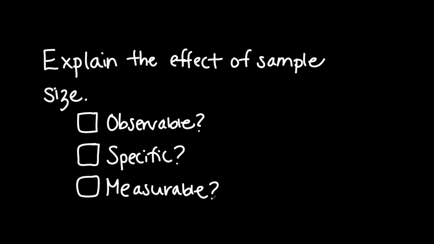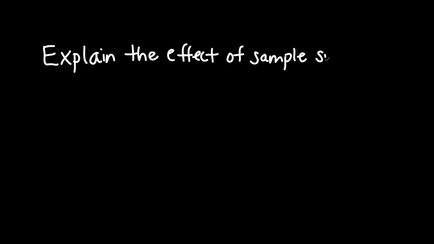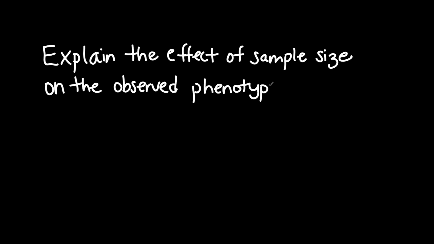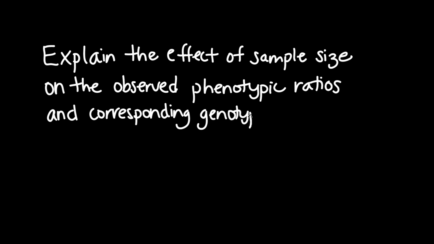This learning objective is observable and measurable, but it is not specific. The context in which students should be able to explain the effect of sample size is not clarified. In the next draft, the learning objective states, explain the effect of sample size on the observed phenotypic ratios and corresponding genotypic ratios.